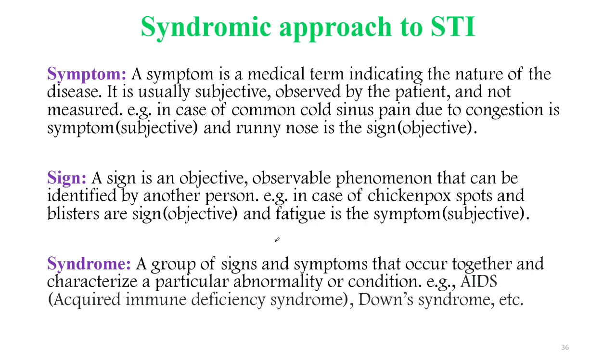What is a sign? A sign is an objective, observable phenomenon that can be identified by another person, usually the doctor. For an example, in case of chickenpox, spots and blisters are the sign, that is objective. And fatigue is the symptom, that is subjective. What is a syndrome? A group of signs and symptoms that occur together and characterize a particular abnormality or condition. For example, AIDS or acquired immunodeficiency syndrome, Down's syndrome, etc.